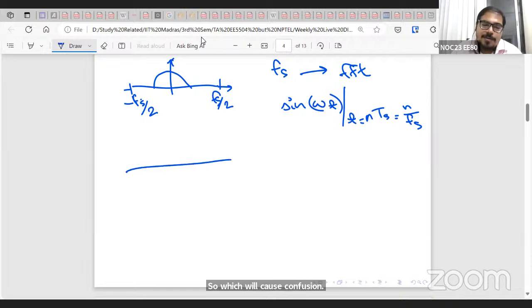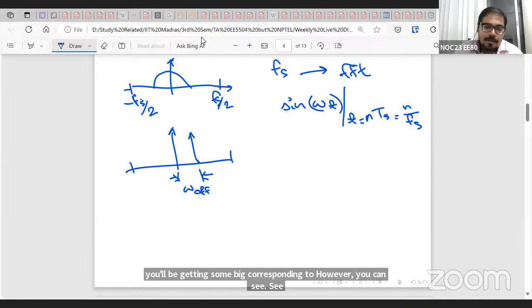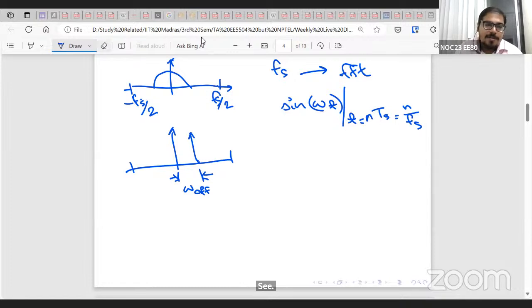So what we try to do in frequency offset correction is, if you're not taking any fourth power, then you'll be getting some peak corresponding to however much is the frequency offset, say, not omega, this should be frequencies.